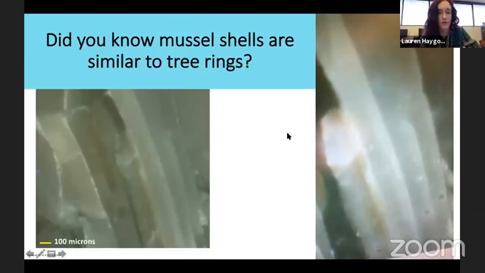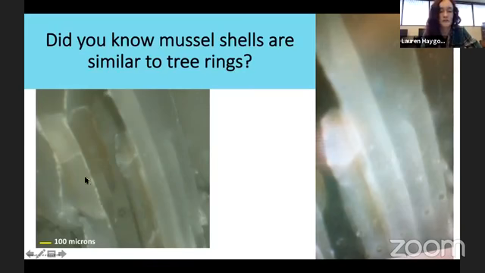So, fun fact, did you know mussel shells are similar to tree rings? Tree rings contain information about each specific year, and you can count the rings and get ages back, and then you can study those rings and figure out what was going on at a specific year. Well, we can do the same thing with mussel shells. So they have growth layers, like was pointed out before.